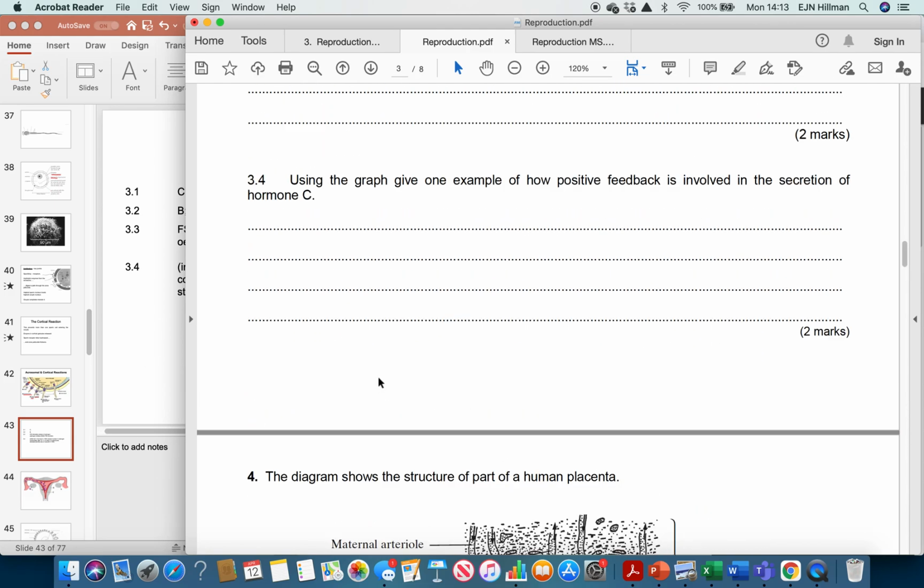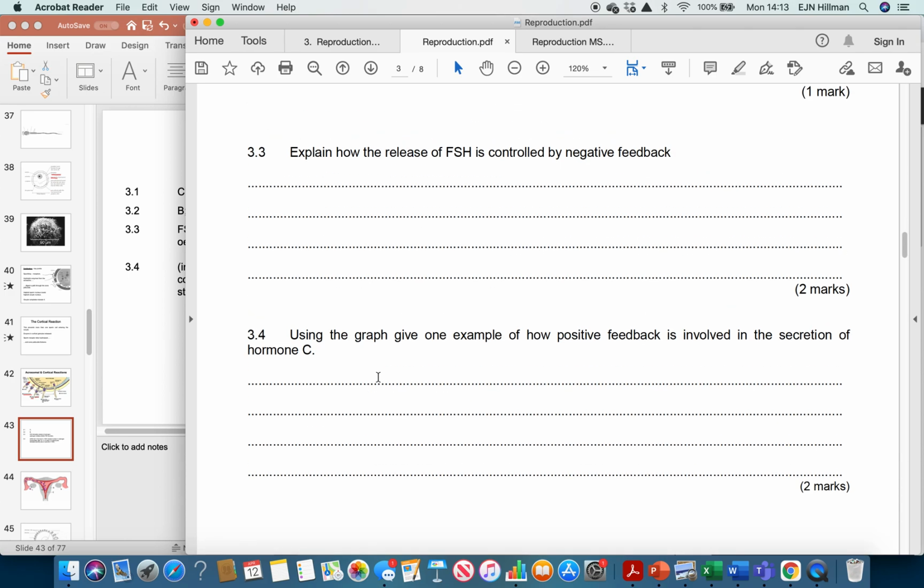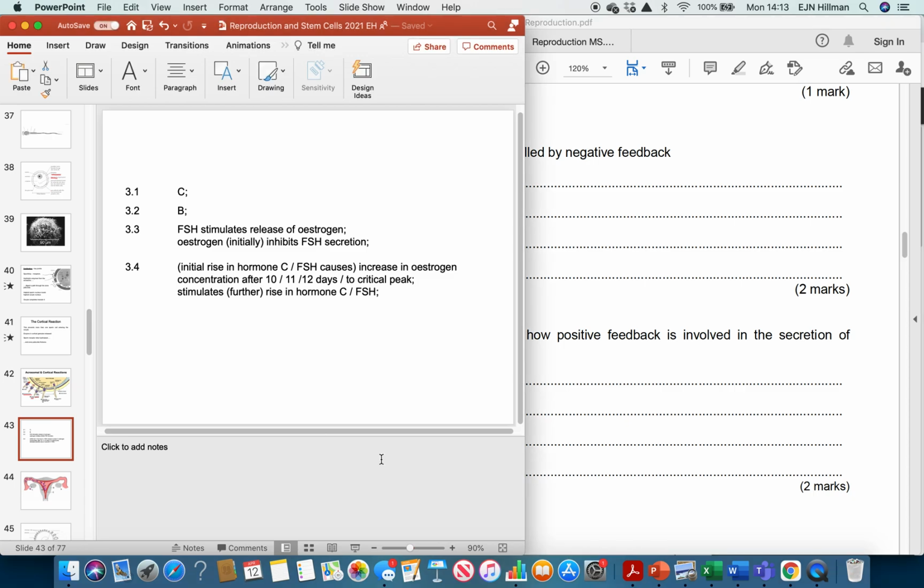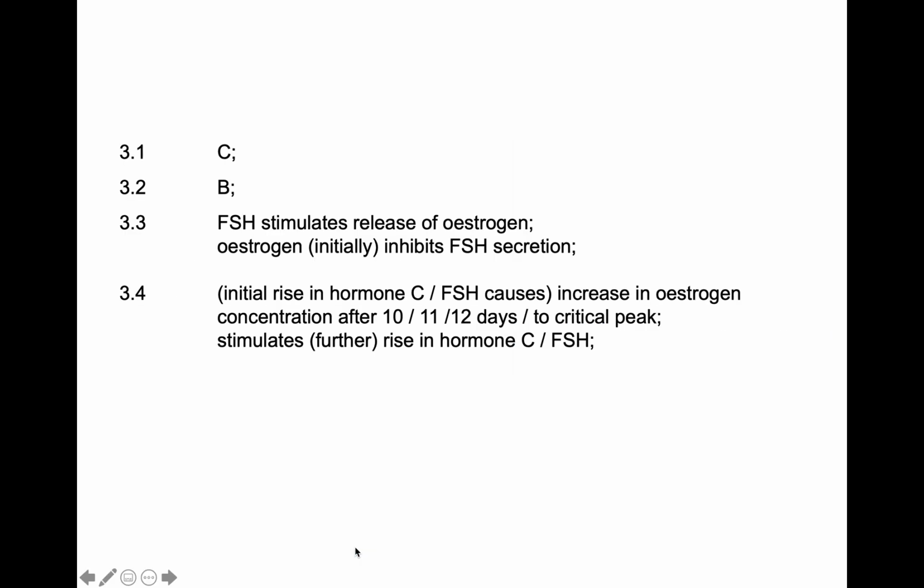Okay, so have a go at doing question number 3 for me, and then lastly, we'll look at the development of the fetus. Okay, question number 3 then. This is the mark scheme. Pause the video at this stage.